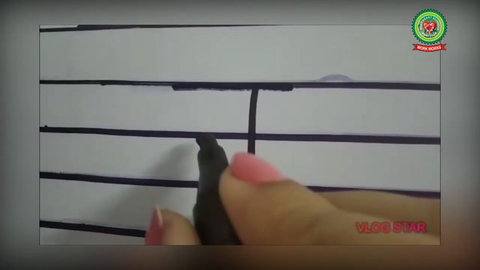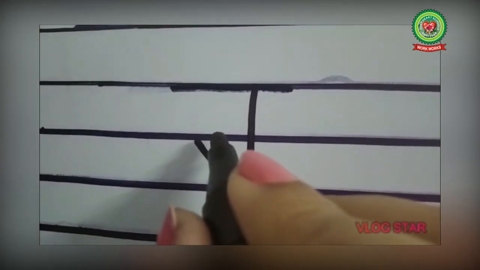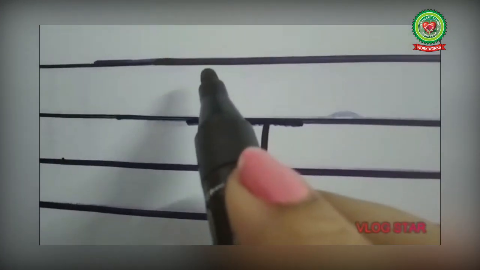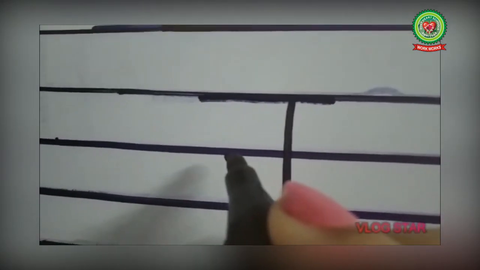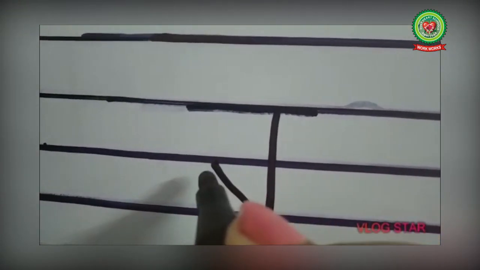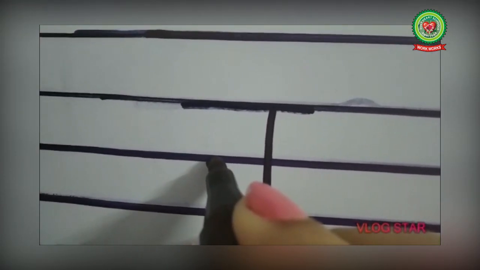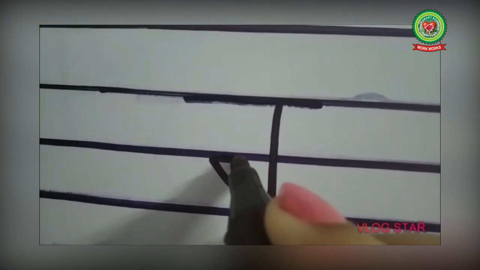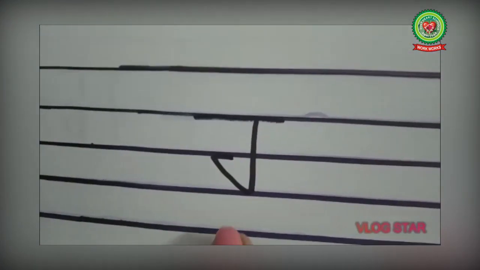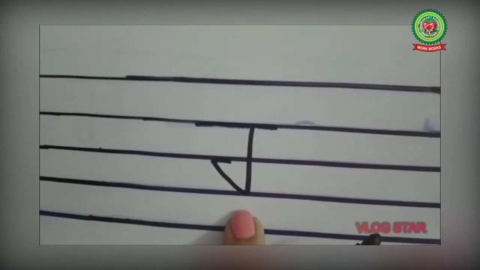And this line must touch the 3rd line. That means this line, that is 1st, 2nd and 3rd line. And then from there, draw a small sleeping line starting from here and ending at there. This is ha.